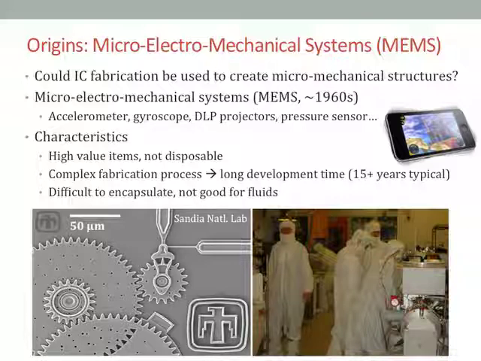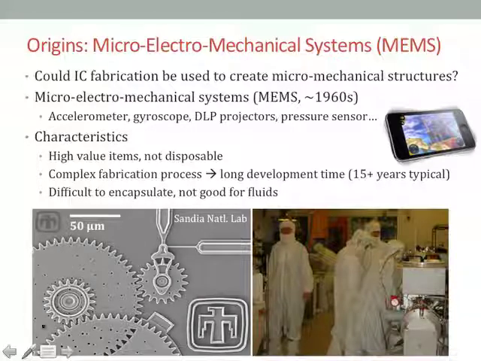And it's got a really long development time because this is very difficult to create. So typically a product would take like 15 years to develop, and that's what it took for the original accelerometer as well as the DLP projector. The other thing is that you can create complex structures like this. These are gears that are extremely small; the diameter of the gear here is about the same as the diameter of a human hair.